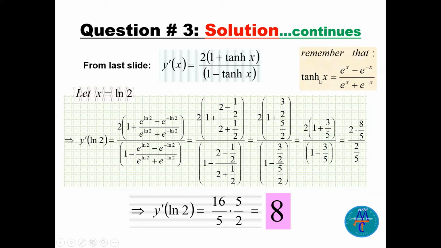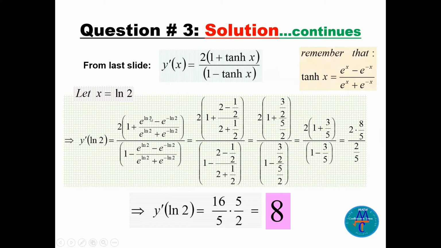So this is the derivative here. And this is the hyperbolic tan: e to the power x minus e to the power minus x divided by e to the power x plus e to the power minus x. Just let x be equal to ln of 2 from the given. So I replace every x here by ln of 2, and then I start simplifying. It's a little lengthy here, but not difficult.